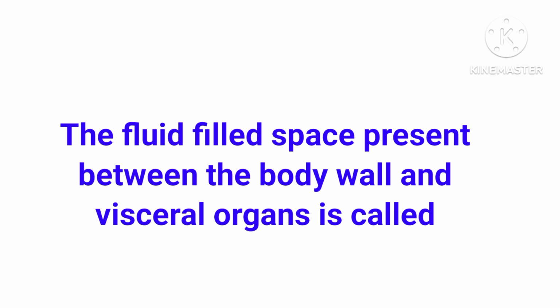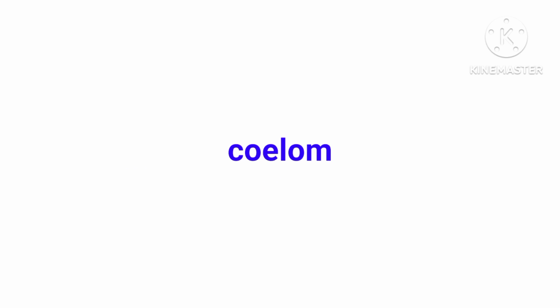Present between the body wall. The portion of the peritoneum that underlines the body wall is the parietal peritoneum. And visceral organs. The portion of the peritoneum that covers the visceral organs is the visceral peritoneum. This is called coelom.